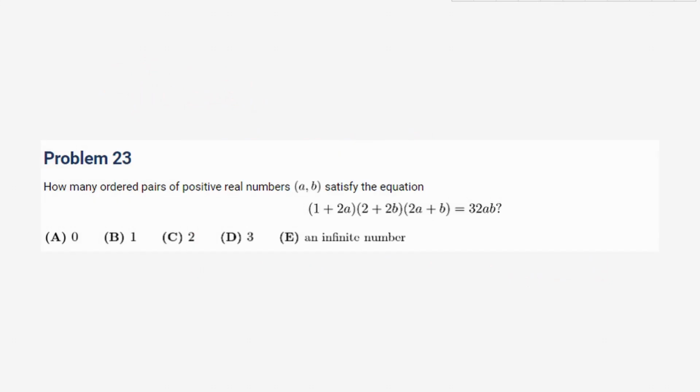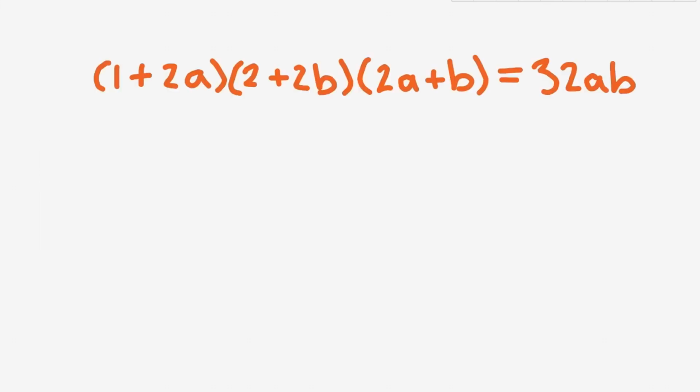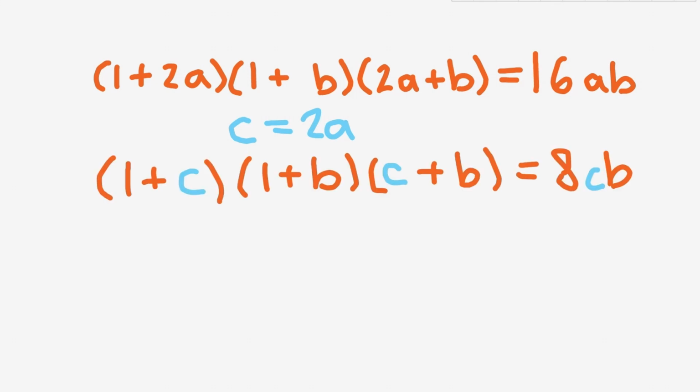Problem 23 asks for the number of ordered pairs of positive real numbers a, b, satisfying the following equation. At first, this equation seems asymmetric, but if we substitute c for 2 times a and divide both sides by 2, we can create a very symmetric equation. In addition, c is positive if and only if a is positive, so we just need to find the number of ordered pairs c, b that satisfy our new equation.